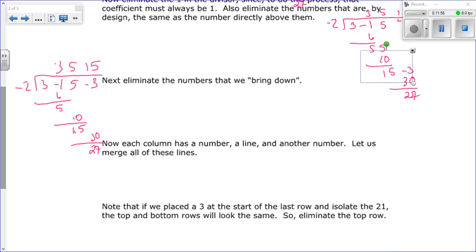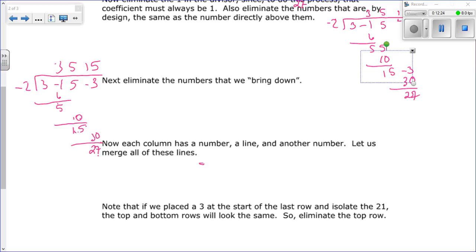So now each column has a number, a line, and another number. So we're going to merge all of these lines together. It's on each column except for the first column, I should say. So we have a number and a line and a number. A number, a line, and a number. A number, a line, and a number. So let's merge those all together.